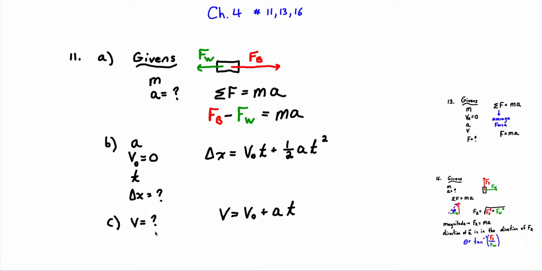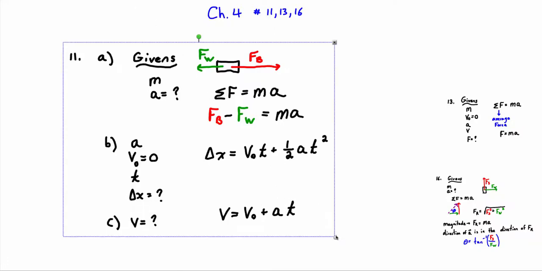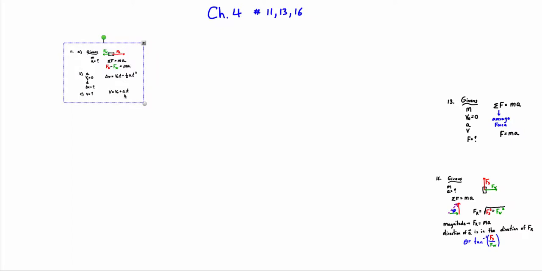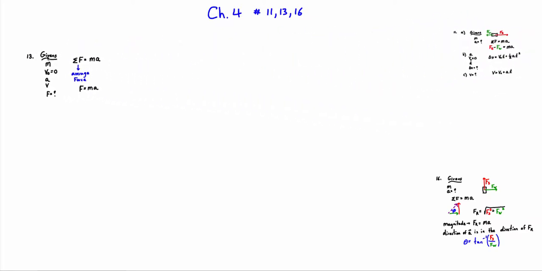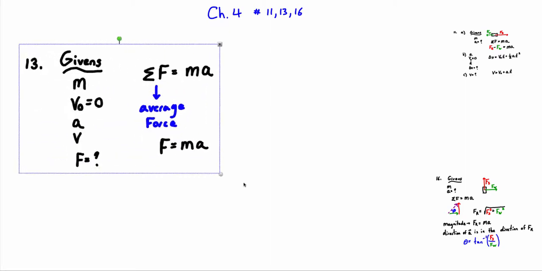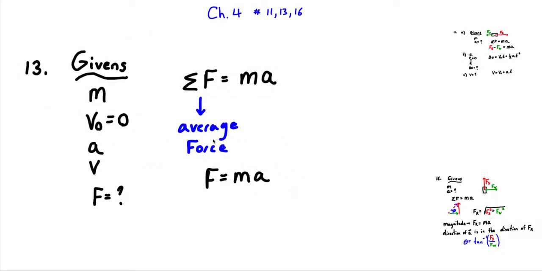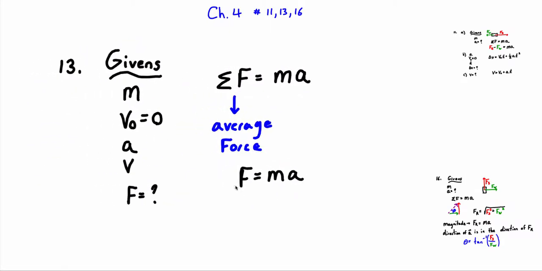And the last one, C, it just asks for now what's the velocity? Well, I can pick another kinematic equation and solve for final velocity using these variables. Okay, 11 is pretty straightforward. And again, I hope you guys realize that you need to be trying these problems before you get assistance on the video. So that's really the way that you're going to learn.